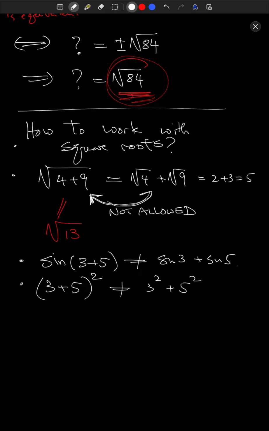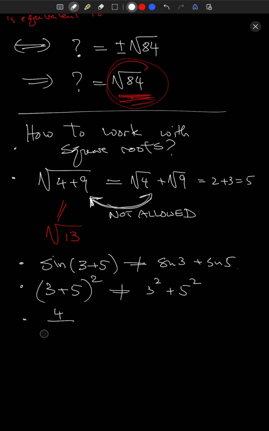So you want to be very, very careful when interacting with parentheses or square roots or quotients. By quotients, I mean something like 4 over, let's say, 7 plus 9, which is definitely not equal to 4 over 7 plus 4 over 9. So whenever you do something like this, splitting the square root into 2 square roots, splitting the sine into 2 sines, splitting the power into 2 powers, or splitting this quotient into 2 quotients, very possibly you're doing something wrong. And in fact, all of these examples here are completely wrong.